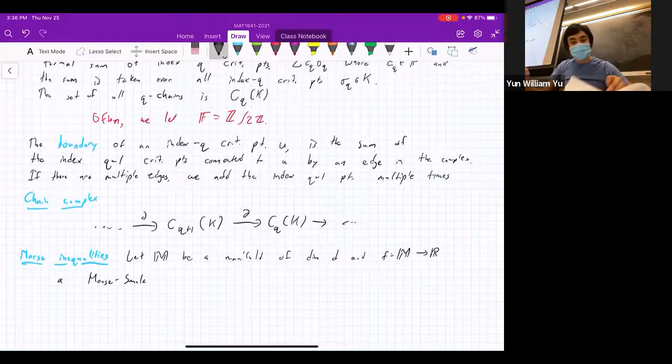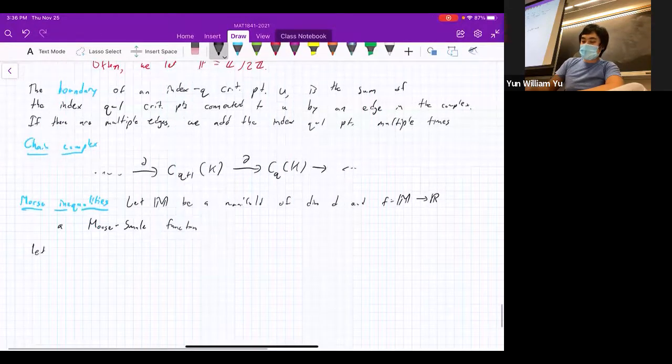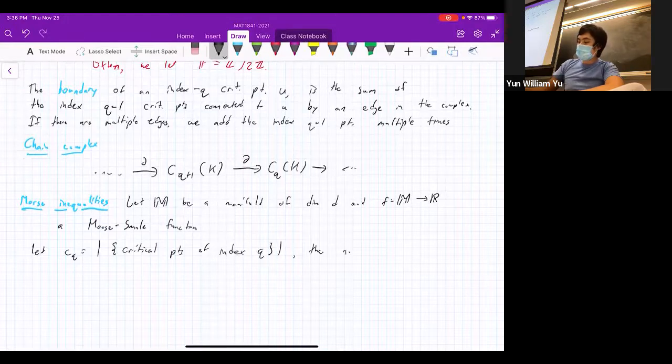Actually, I think this might be true for all Morse functions. I don't quite remember. And we let C_q be equal to the number of critical points of index q. So the number of critical points.